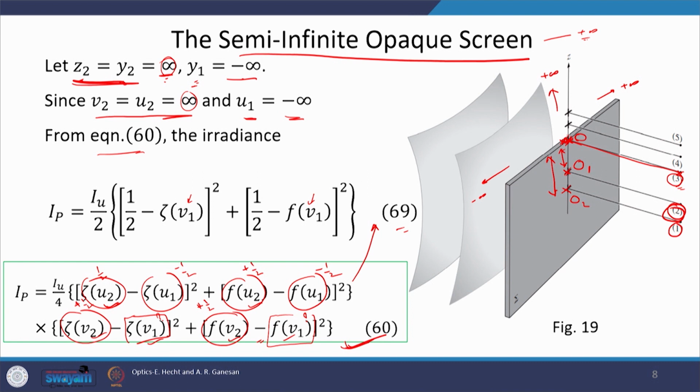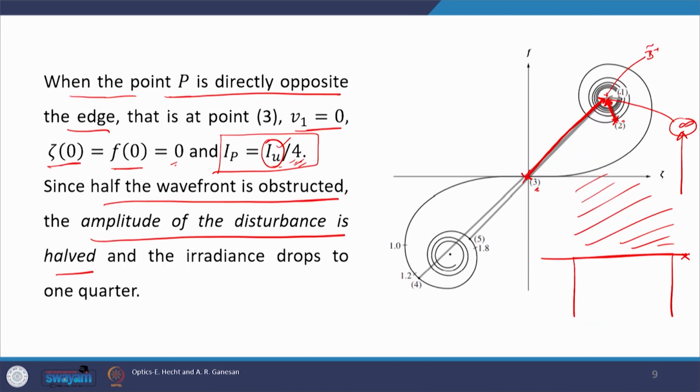Therefore, this new point, let us pick a different color. The new point is point 1 and the corresponding phasor is given by this blue line, which is even smaller. This line is largest, smaller, smallest. It means as we move into the shadow region, as more down into the shadow region, the irradiance will drop off slowly.